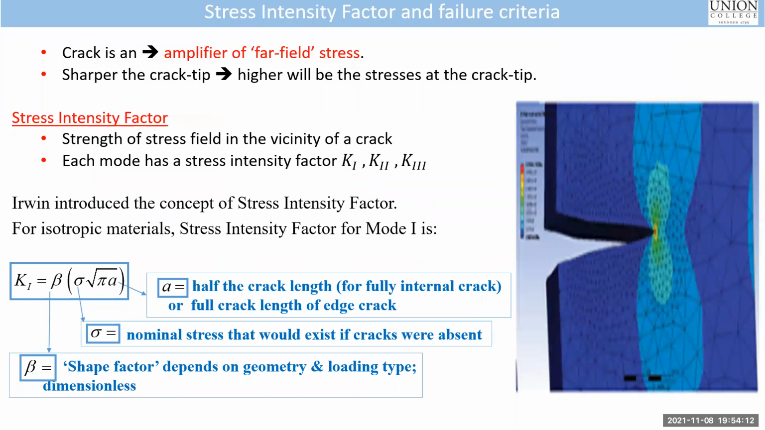All right, so crack is an amplifier of far field stress. What do we mean by that? So this is the crack, right? That's the crack. So you have far field stress. Somewhere here you have sigma, far away from the crack. At a remote location, you have some stress sigma. That same sigma at the crack gets amplified, and that's the purpose of a crack. Crack acts as an amplifier of this far field stress sigma.